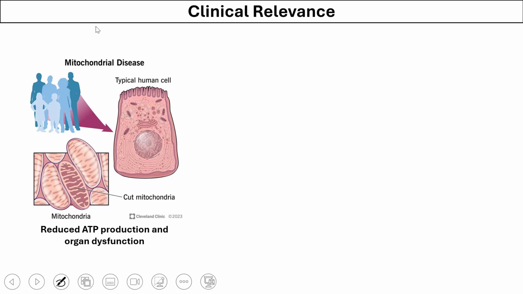What are some clinical implications or manifestations of this process? Some people might have mitochondrial disease in which the mitochondria does not perform its function very well, or the mitochondria might be destroyed. This leads to reduction in ATP production and the organs are not able to perform their work at its highest efficiency.